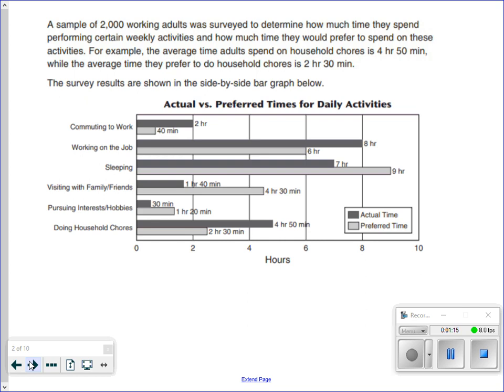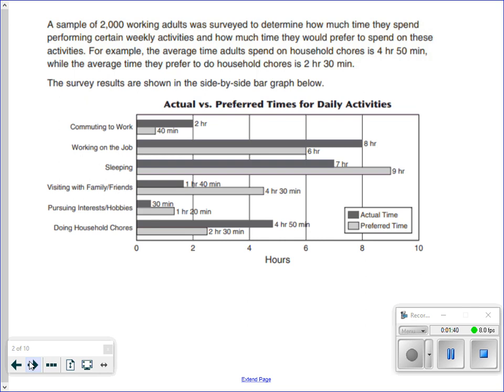So the title of this graph is Actual versus Preferred Times for Daily Activities. These are the different things with the times. It says commuting to work, so going to work. It actually takes 2 hours. These people wish it would take 40 minutes. Working on the job. It actually takes 8 hours. They wish it took 6 hours. Sleeping. It actually is 7 hours. They wish it was 9. That's funny, that was longer.